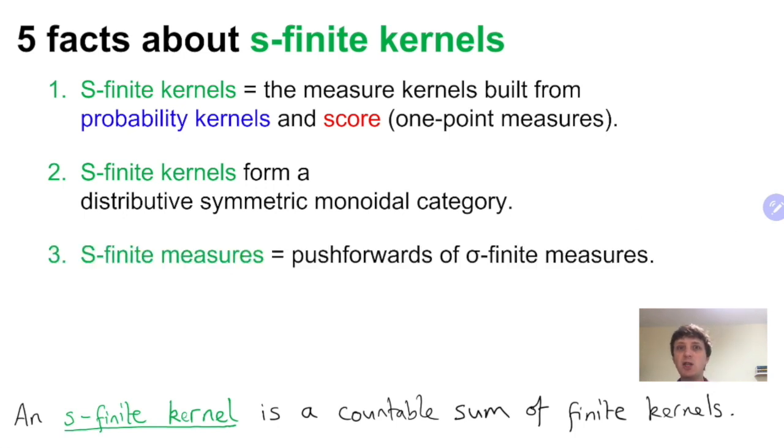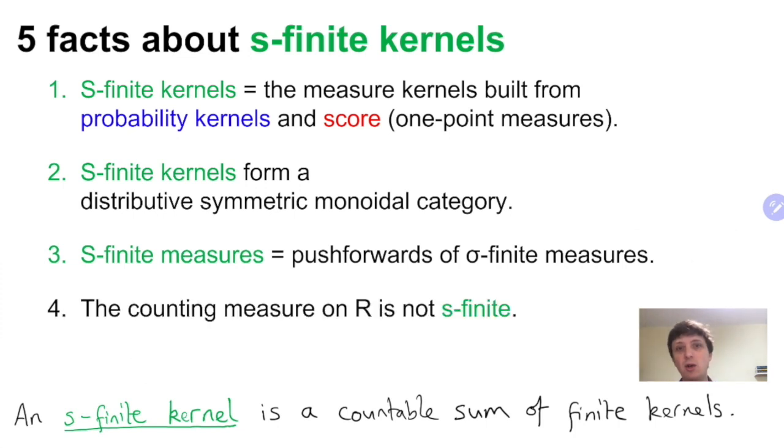Another characterization of S-finite measures, if you haven't seen them before, is that they are push forwards of sigma-finite measures. Perhaps you've seen sigma-finite measures before. Well, S-finite measures are just push forwards of sigma-finite measures. So the things that you have seen, really. The counting measure on the reals is not S-finite. I know that because I could use it to build things that didn't look like a monoidal category anymore. And so since S-finite kernels do form a monoidal category, it must be that the counting measure is not S-finite. You can prove it directly as well.